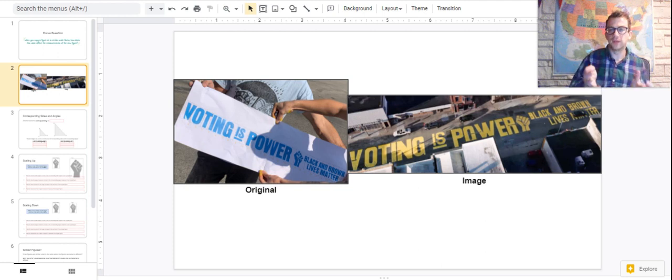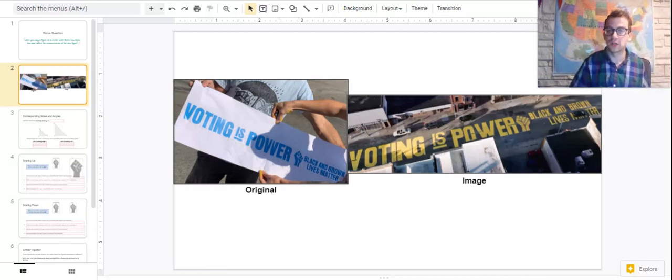So we started by looking at these two pictures. Remember, the original is the plan that the artist made first on a piece of paper. Then the image is what happened when they took that plan, scaled it up, made it really, really big, and turned it into a mural on the street. We said that these two pictures are similar to each other.